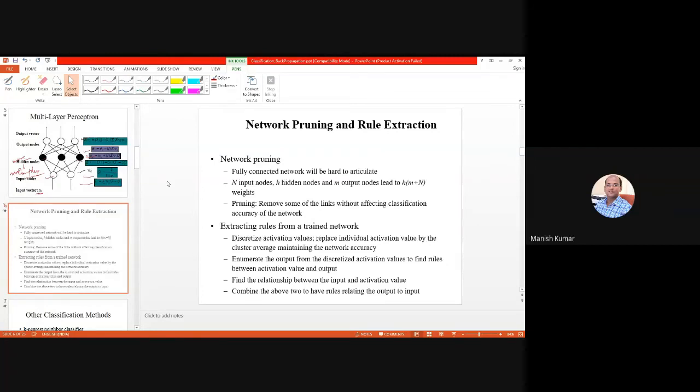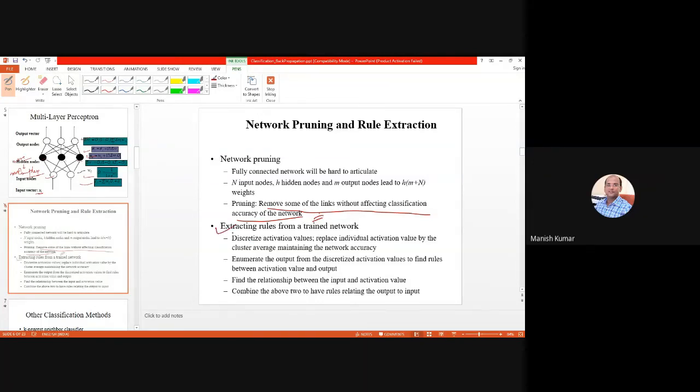Then comes network pruning and rule extraction. Network pruning: a fully connected network will be hard to articulate. So what we have is n input nodes, h hidden nodes, and m output nodes, which leads to h into m plus n weights. So this is what pruning says: remove some of the links without affecting the classification accuracy of the network. Though it is not easy to do that, there are methods available through which we can do that.